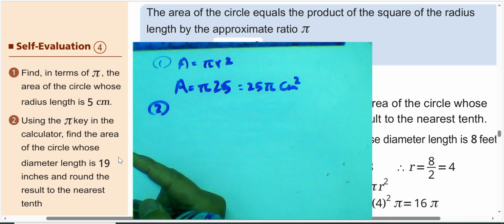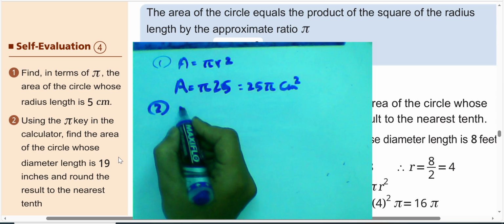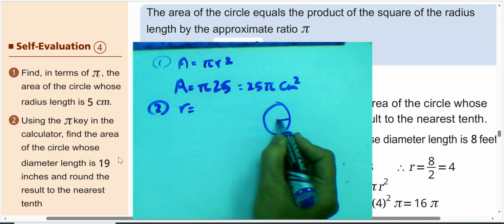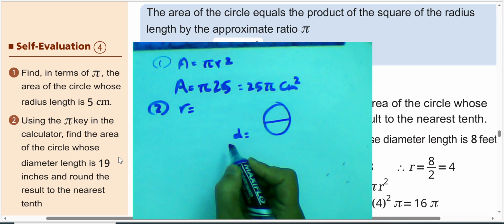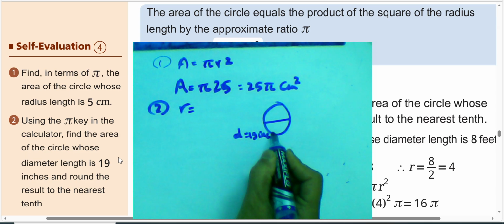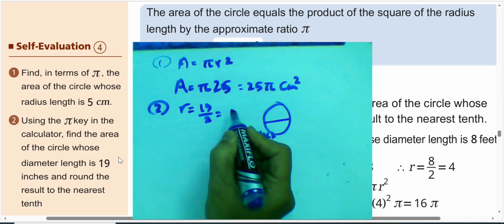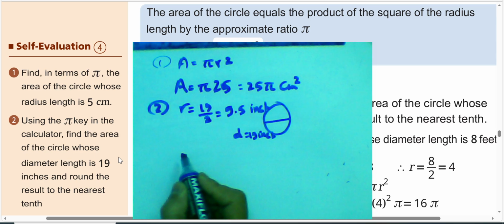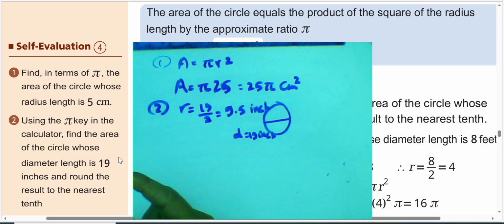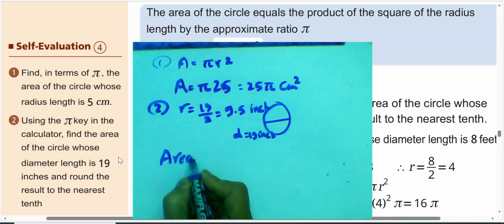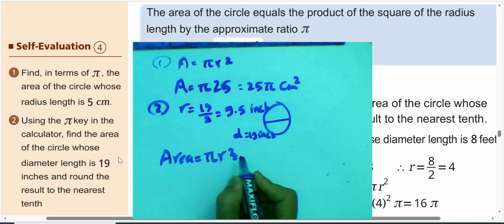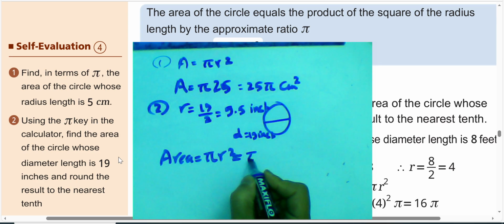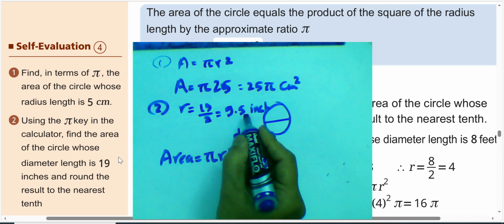Using the calculator, find the area of a circle whose diameter is 19 inches and round the result to the nearest tenth. First step, you can find the radius. He gave me the diameter here, 19 inches. The radius will be 19 divided by 2, it will be 9.5. Then we want to find the area. The area equals pi r power 2, pi multiplied by radius power 2. The radius here is 9.5.